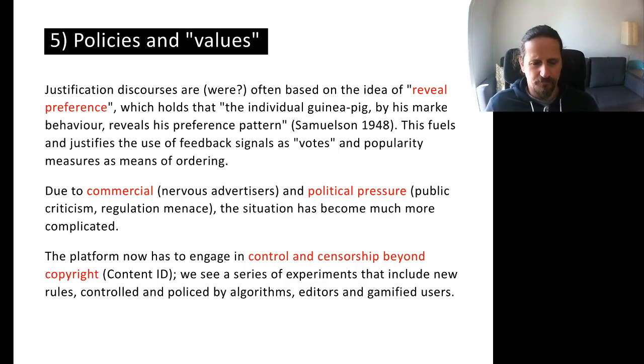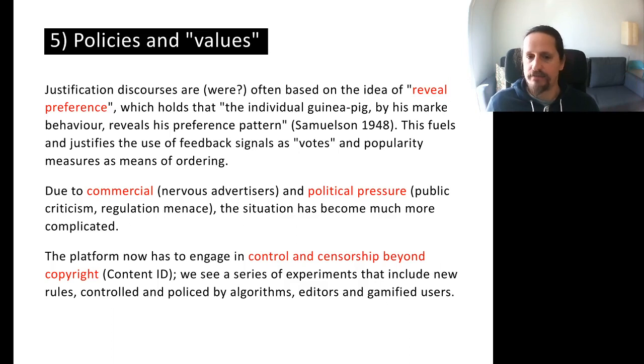So fifth point, much more quickly, some of that already builds on what I've said, but the platforms, they have, of course, policies, and they have something like values. I don't mean that in a necessarily positive sense, but they have rationales and principles and ideas that they work on, right? That get implemented, and we can see that in the beginning in particular, platforms very often justified the way that, for example, algorithms work through a well-known economic theory called revealed preference, that basically flattens behavior and desire into one, right?